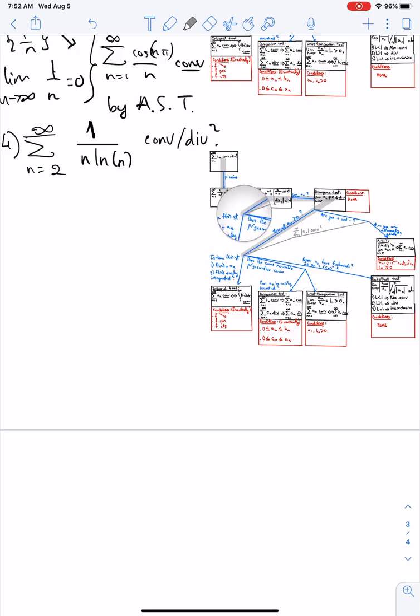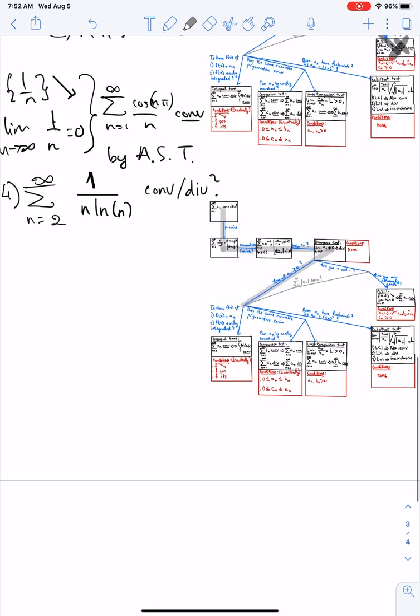So now at this stage, what do we do? Comparison test, root test? Not really. I guess we can; it kind of resembles the P series, doesn't it? But then the ln of n is going to be problematic for us. Root test, ratio test, not really. I don't see any factorial or n power. So really the only choice here is to do the integral test.